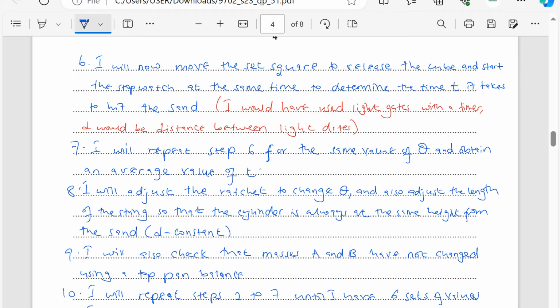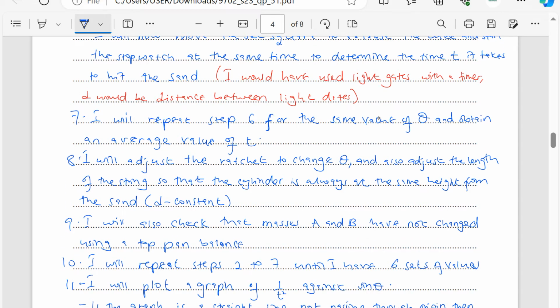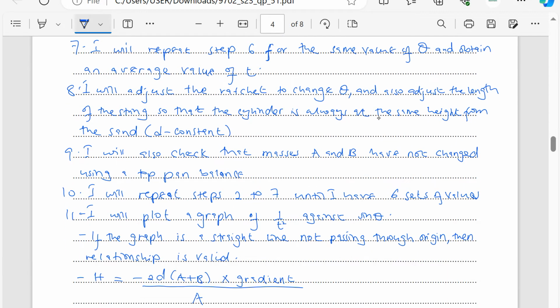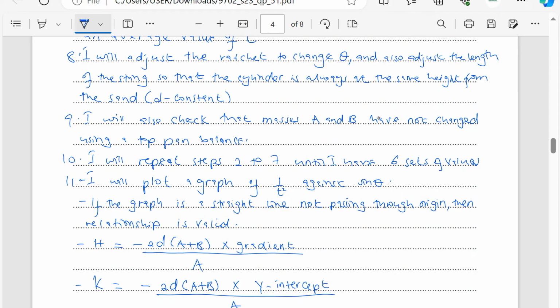That is very important. I'll adjust the ratchet to change theta and also adjust the length of the string so that the cylinder is always at the same height from the sand. I'll also check that masses A and B have not changed using a top pan balance. So every time, after every trial, you check. I'll repeat steps 2 to 6 until I have 6 sets of values. I'll plot a graph of 1 over t squared against sine theta. If the graph is a straight line not passing through the origin, then the relationship is valid.